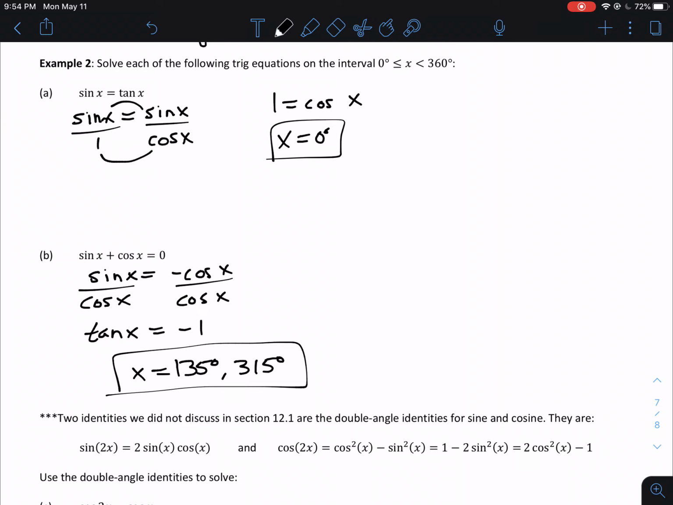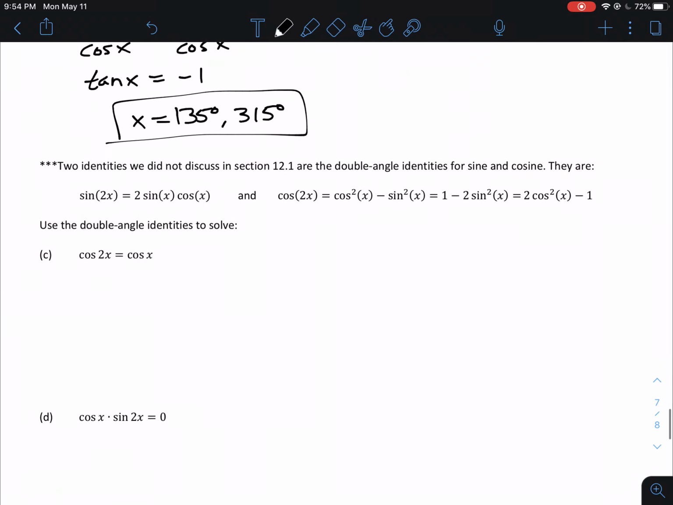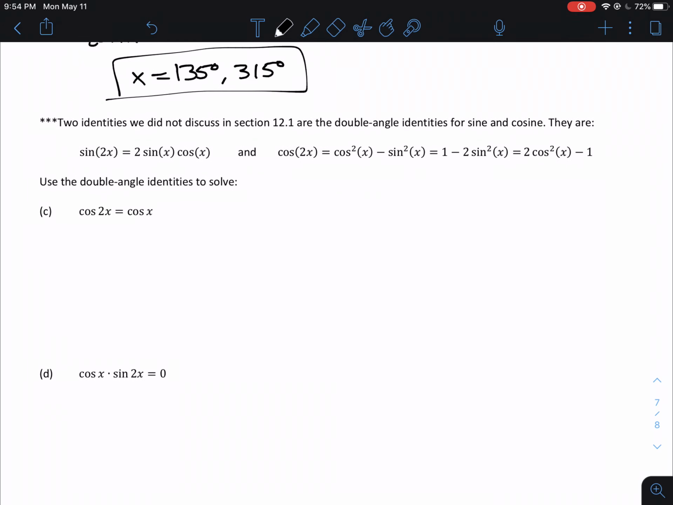Okay, now we're going to do 2 more kind of like that. They do use a different identity. So 2 identities that we did not discuss back in section 12.1 are what are called the double angle identities for sine and cosine. So here those are. If you have sine of 2x, that is the same as 2 sine of x cosine of x. And then if you have cosine of 2x, that is the same as cosine squared x minus sine squared x, which is also the same as 1 minus 2 sine squared x, which is also the same as 2 cosine squared x.